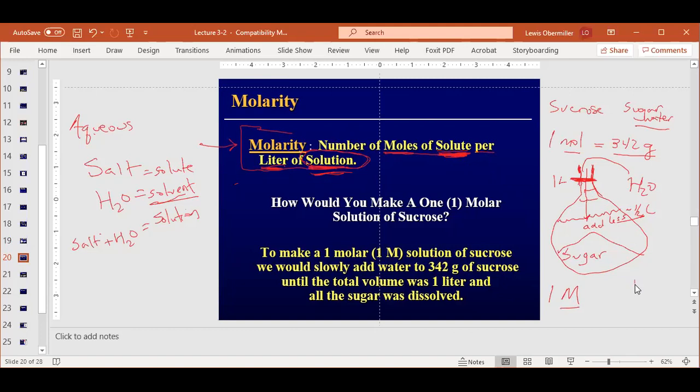Make sure that you know the difference between this, which is a mole, and this, which is molar, which refers to this definition here. All right. So any questions about how to do that? Now, let's do another practice one real quick.